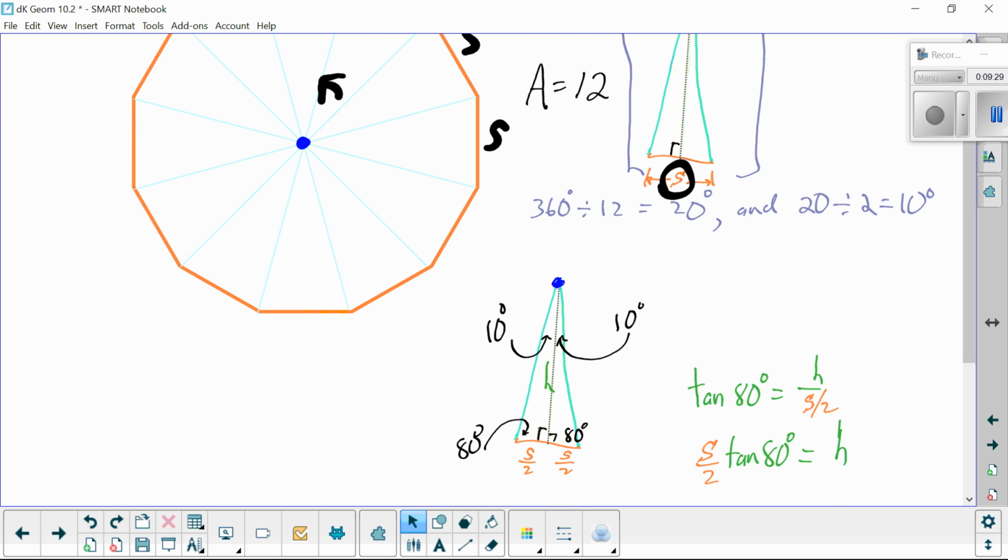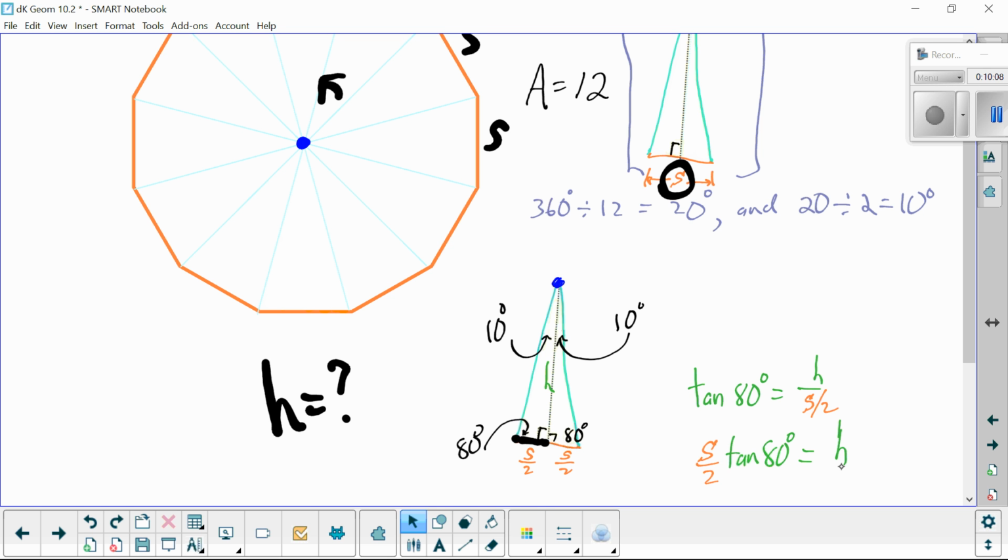So in our picture, as we're trying to find H, we have right triangles with a 10-degree angle, an 80-degree angle, and the right angle. And the side length of that triangle is cut in 2, so this part is S over 2. We need to know the height. We know S over 2, so when you're parked at 80 degrees, that's opposite over adjacent. So again, that's a tangent problem. Tangent of 80 degrees is equal to the opposite over the adjacent side. Multiplying by that denominator, we have S over 2 times tangent of 80 degrees is H.